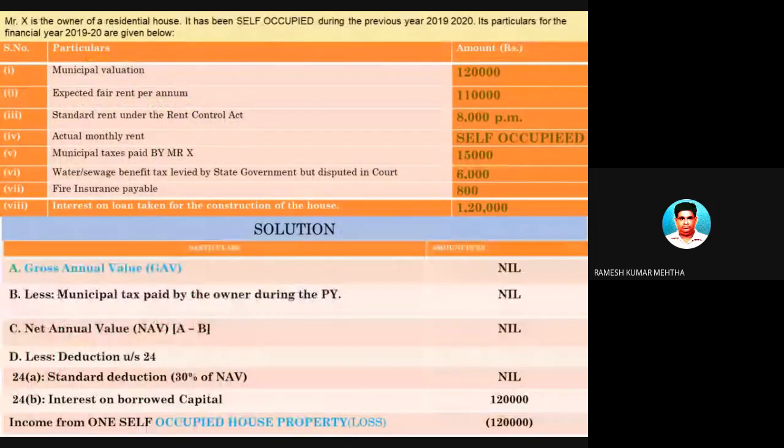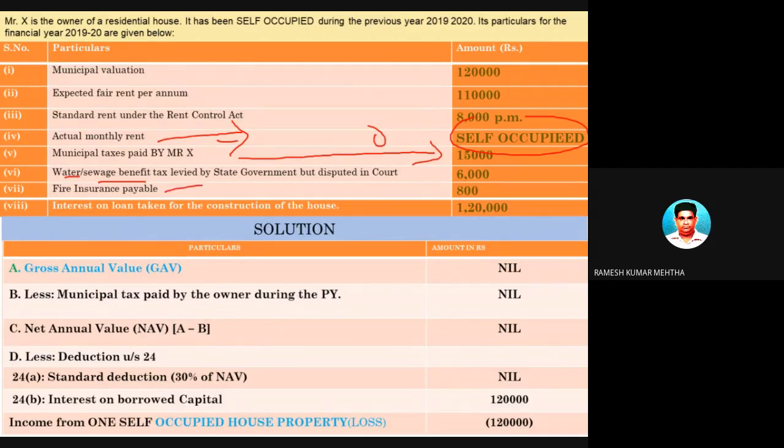As this is a self-occupied house property, there is no question of income generated from rent. So the rent is zero. Municipal taxes paid by Mr. X during the year on the house property are 15,000 rupees. And water charges, sewage charges, insurance, painting, etc. payable on the house property were 6,000 and 8,000, and they have been paid. And Mr. X has taken a house loan for the construction of the house property from an approved or nationalized bank of India. And during the financial year 2019-20, he has paid interest of 1,20,000 rupees.